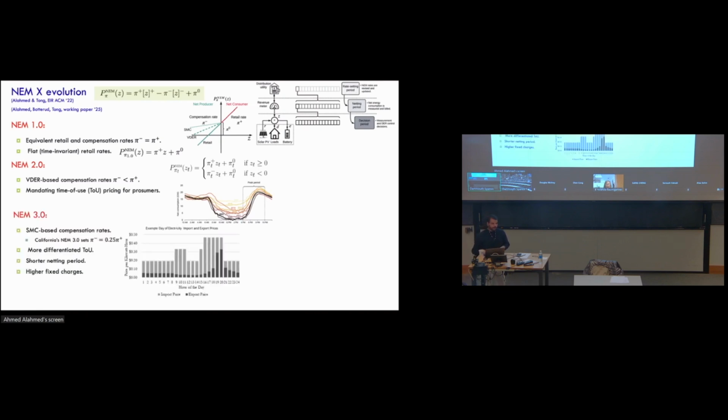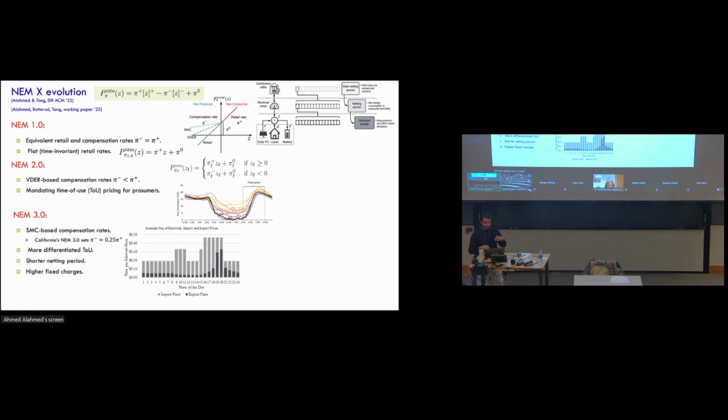And net metering 3.0 is what is happening in California, and there is a huge pushback to flip this policy design or stop it. So under net metering 3.0, the compensation rate is very small. So you're almost getting nothing for exported power back to the grid. It is actually almost at the marginal price of generating electricity.